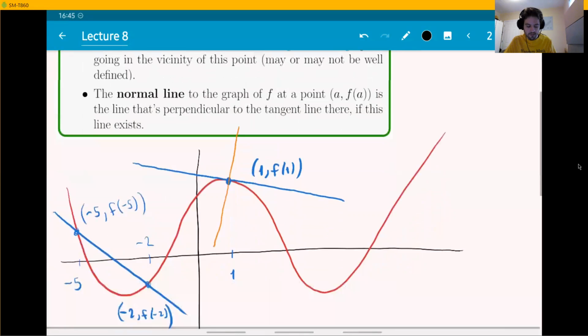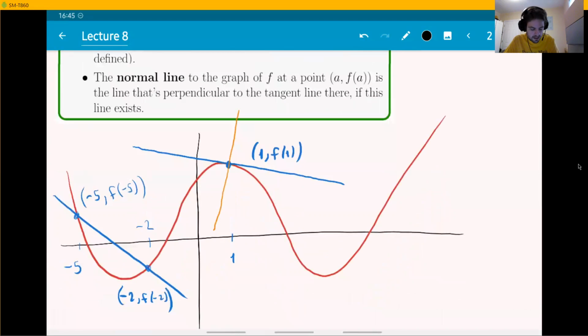So here are the examples. I have a graph in red. The very first line here in blue, you can call this a secant line because it intersects the graph in 2 points. The point with x coordinate -5 and the point with x coordinate -2. There are many secant lines to a graph. But the other blue line here is the one that's more important for us, the tangent line. The tangent line at the point with x coordinate 1.